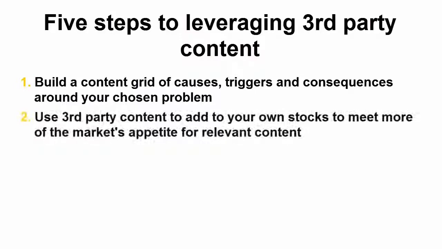We'll start with the content grid. Again, if you've not seen last week's blog, please do. Start with a content grid so you've got an idea both of the problem that you're trying to argue to the market is a biggie, and you've got a sense of the subtopics, the causes, triggers and consequences that sit around that problem. Second, use third-party content to add to your own stocks so you can meet more of the market's appetite for relevant content and have them less in need of shopping.